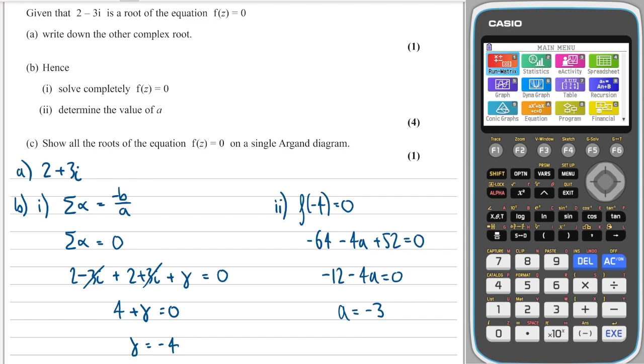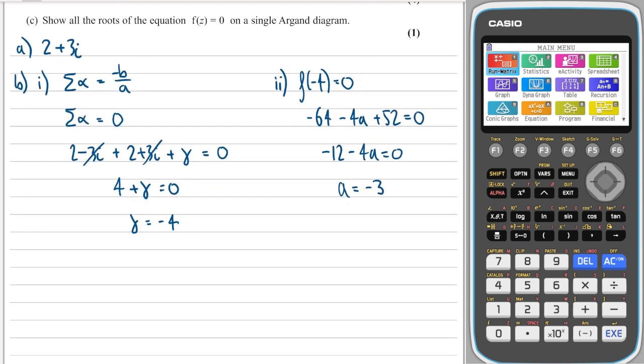Finally, it says show all the roots of the equation on an argand diagram. So I'll start by drawing my argand diagram like so. Label this the imaginary axis, this the real axis. And I have one root at minus 4, which is a real root, so that would be here. Label that minus 4. And then my other two roots are 2 plus 3i, so 2 along and 3 up. So let's label that 2 plus 3i.